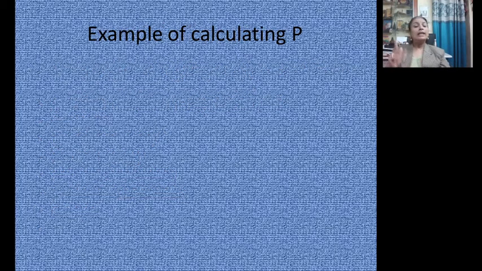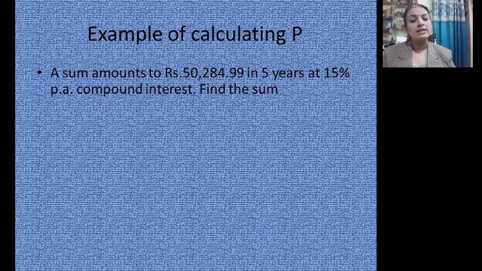Okay. Now let us go with another example. Let us calculate the principal with another example. Here is our problem. A sum amounts to, that means it is the amount. How much? 50,284.99. This is our amount in 5 years. N is equal to 5. At 15% means R is equal to 15 or I is equal to 15 divided by 100, that is 0.15. What is to be calculated? We have to calculate P.